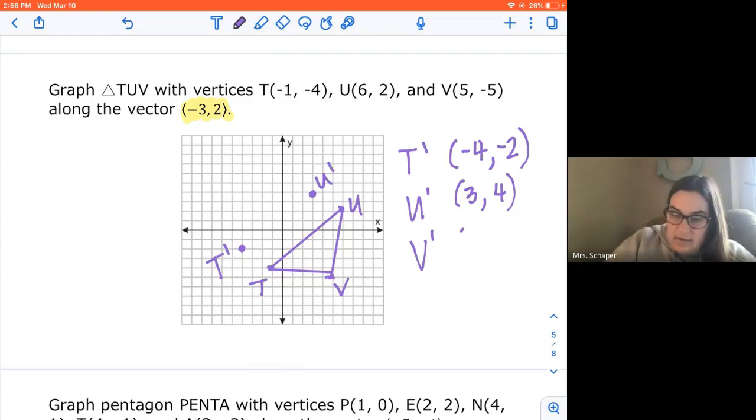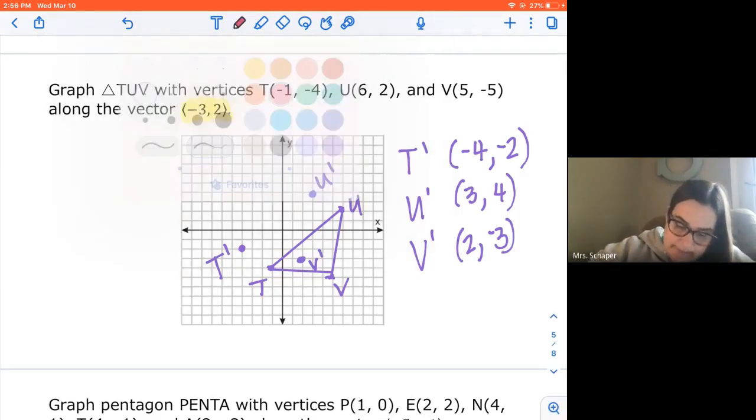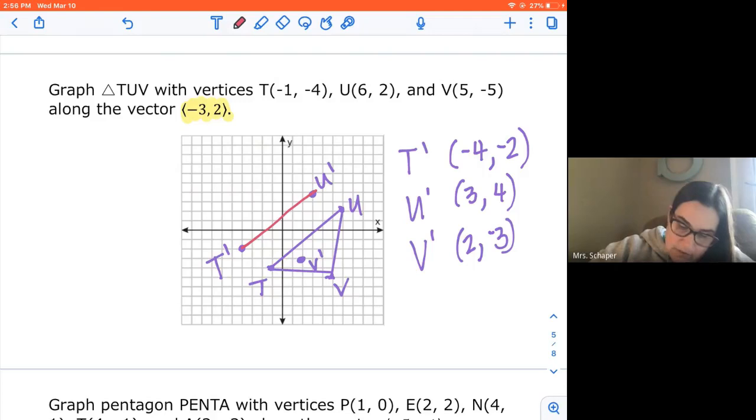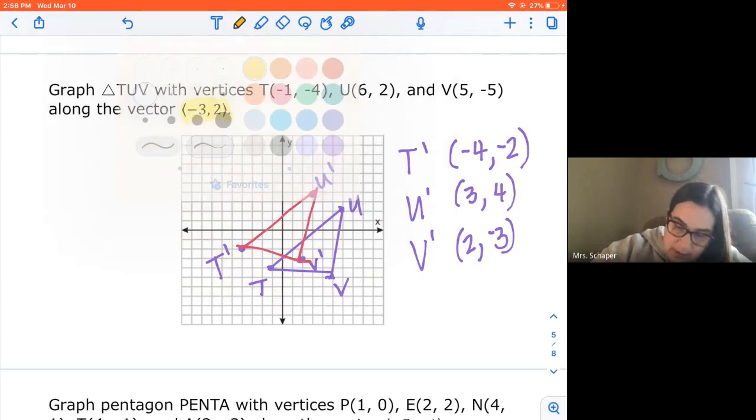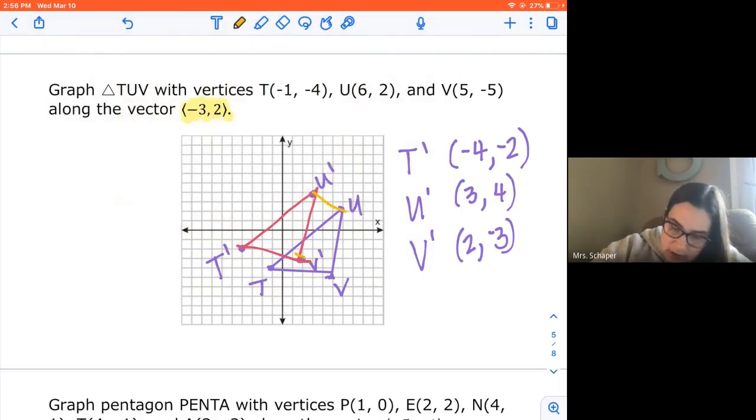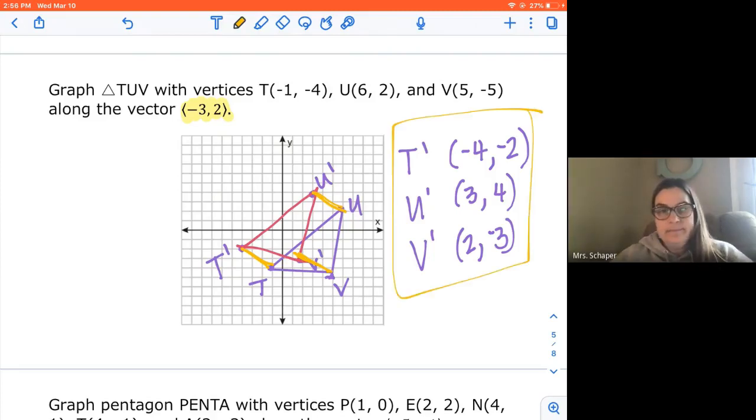And then V, 5 minus 3 is 2, -5 plus 2 is -3. So I go to (2, -3), and that's going to be my V prime. And so when I look at this new figure, if you follow the vectors, all of those pieces are going to be parallel. Here's a vector, here's a vector, and there's the vector. So you can see that they all move along parallel, and so these are all my new images.